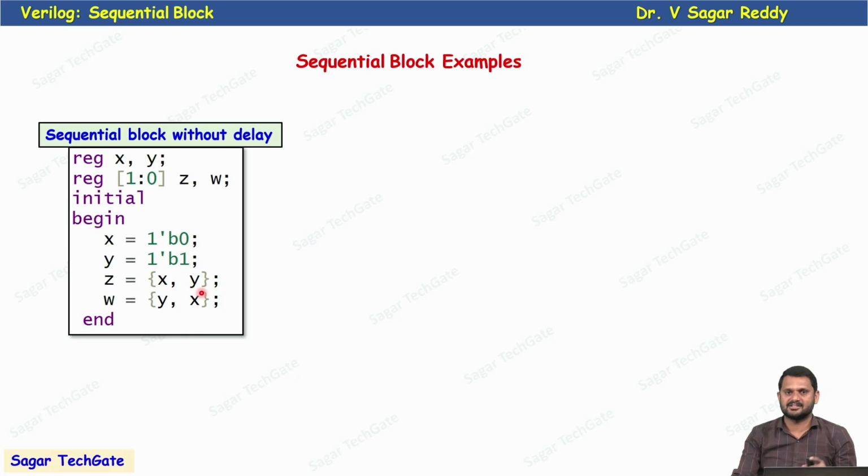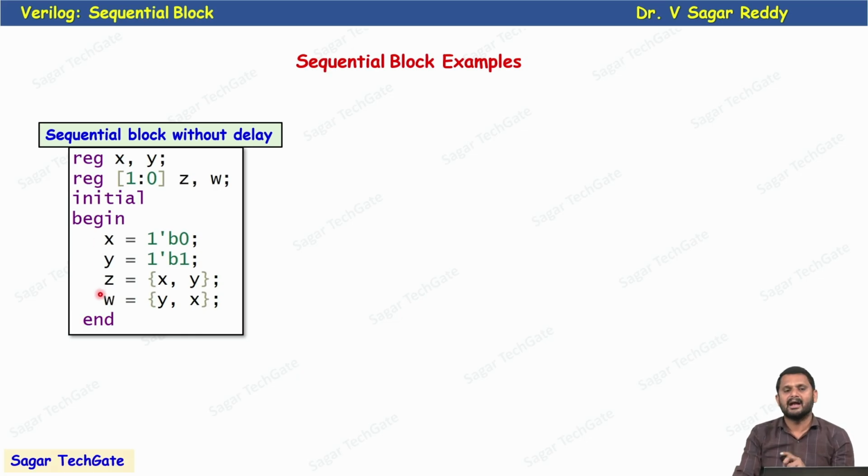After completion of y equal to 1, we go to z. This uses the simple concatenation operator, which we already discussed; please visit that video if you haven't. So z is equal to {x, y}. Similarly, w is equal to {y, z}. After completion of each statement, the next one executes. All are sequential statements, and I didn't specify any delays here.